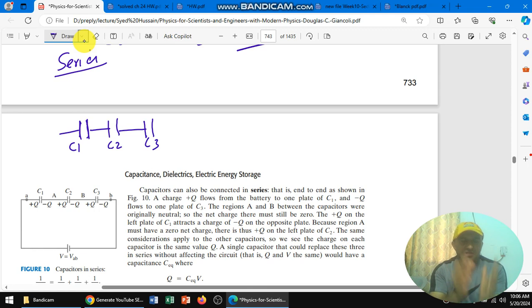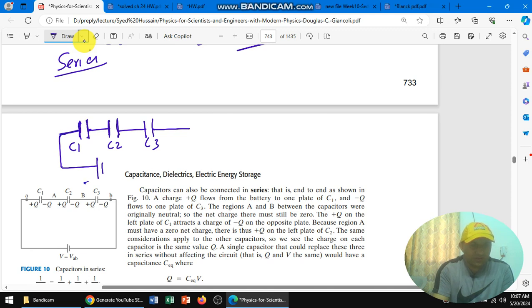In this combination, each capacitor's right plate is connected to the left plate of the next capacitor. C2's right plate is connected to the C3 left plate. Finally, the C1 left plate is connected to the positive terminal, and the last capacitor C3's right plate is connected to the battery's negative terminal. So in this combination, we need to find the total equivalent capacitance.